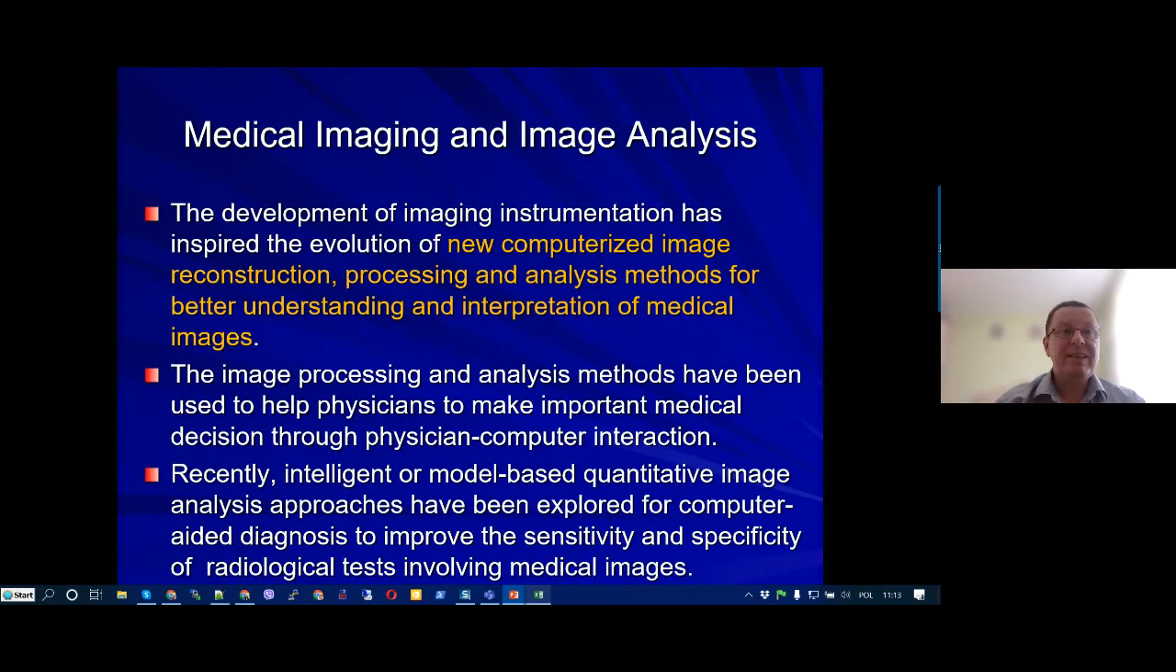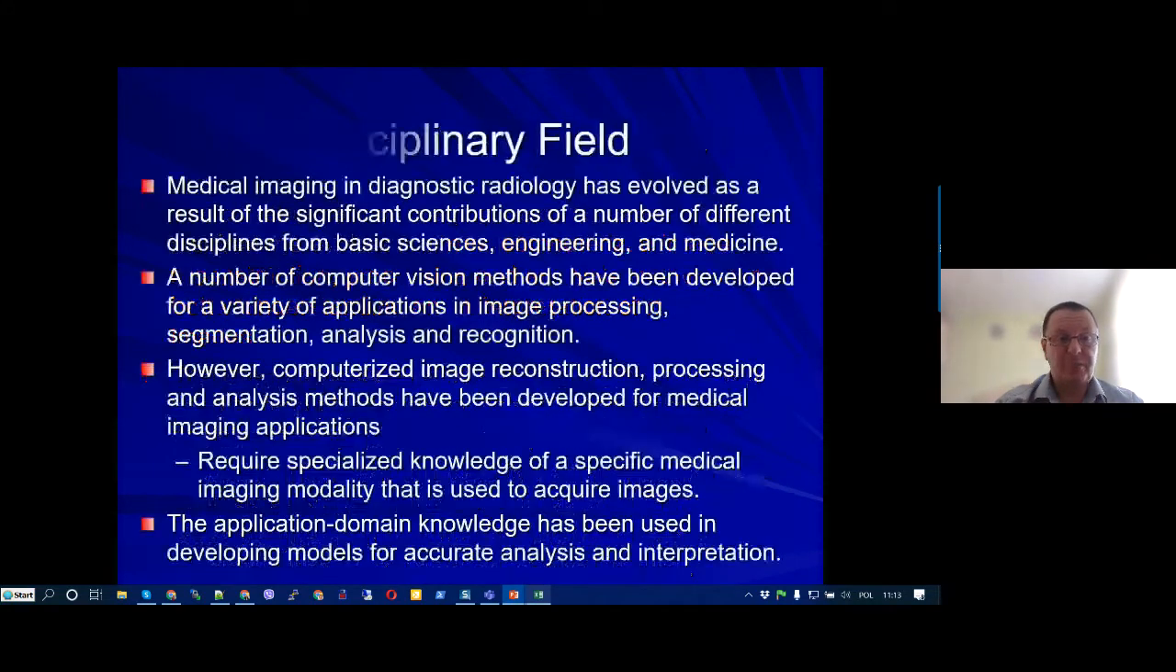Within the last century, starting from the end of the 19th century through the 20th, and within these 20 years of the 21st century, development of imaging instruments has inspired the evolution of new computerized image reconstruction, processing, and analysis methods for better understanding and interpretation of medical images. Recently, intelligent model-based quantitative image analysis approaches have been explored for computer-aided diagnosis to improve the accuracy, sensitivity, and especially specificity of radiological tests involving medical images.